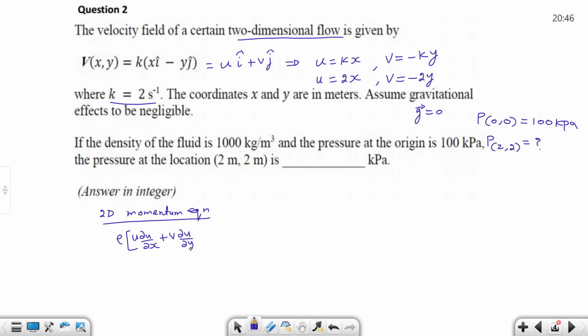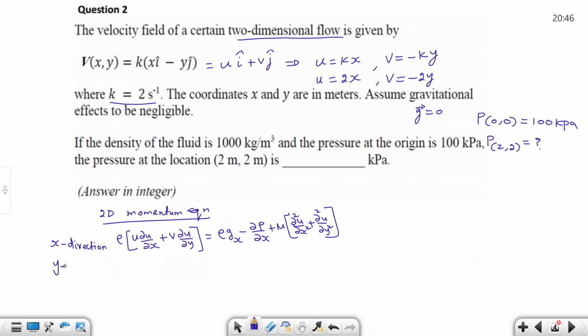Z directional velocity will be 0. So we restrict to two-dimensional. Rho into gx minus dou p by dou x plus mu into dou squared u by dou x squared plus dou squared u by dou y squared. This is the x direction.